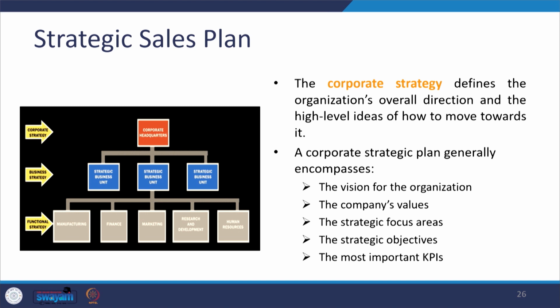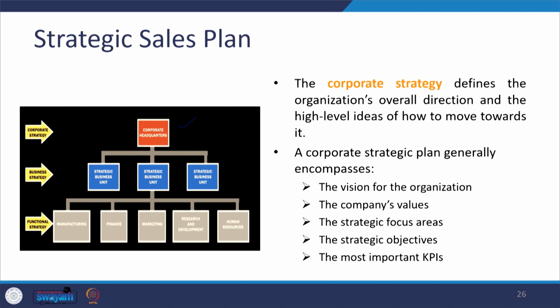At the top, we always have the corporate strategy that is defined at corporate headquarters. Then we have business strategies, which are applicable to strategic business units operating under the particular corporate brand umbrella. And then at the lowest level, we have functional strategies like manufacturing, finance, marketing strategy, R&D strategy, human resource strategy, and so on. So, start with the corporate strategy.